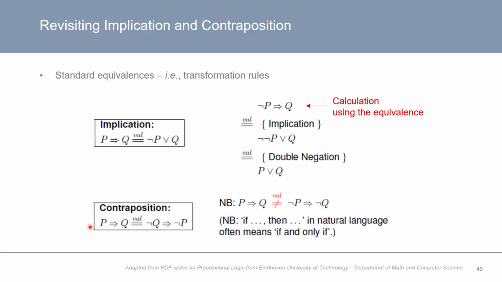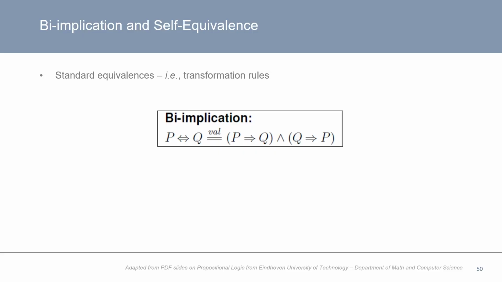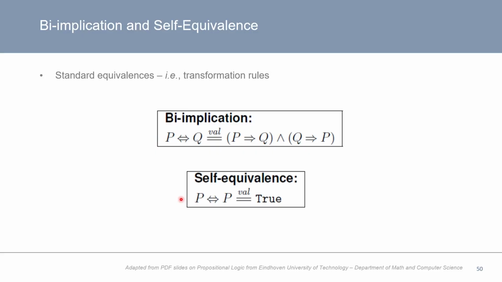Next, we have the contraposition standard equivalence. P implies Q is equivalent to not Q implies not P. Note here that P implies Q is not equivalent to not P implies not Q. And lastly, we have the biconditional and self-equivalence standard equivalences. The biconditional equivalence says that P biconditional Q is equivalent to P implies Q and Q implies P. The self-equivalence simply says that P biconditional P is always equivalent to true.